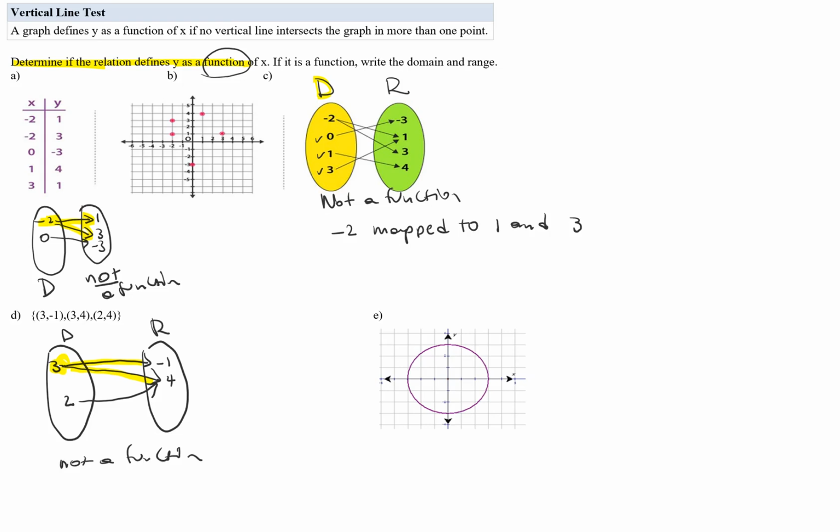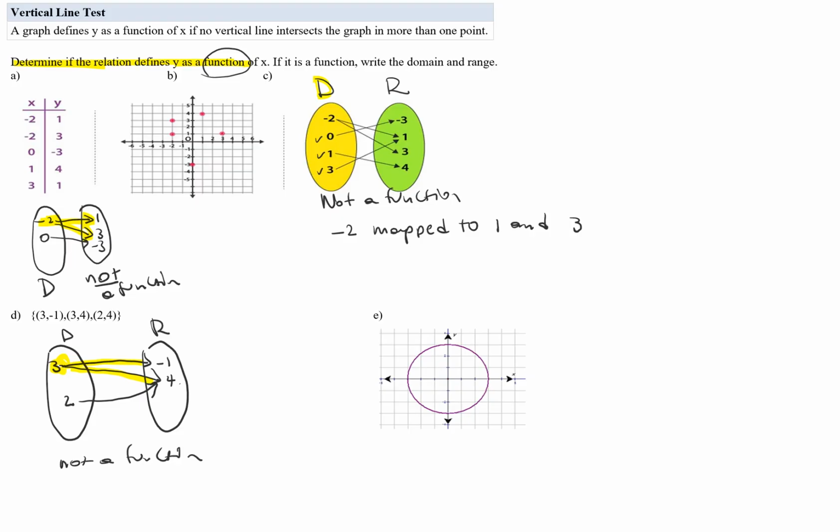Again, we are not concerned with what happens in the range. You see how point 4 has two arrows ending up into it. That's not a problem for a function. We are only concerned with what happens at 3 because that's in the domain.